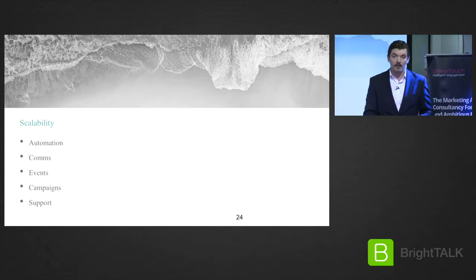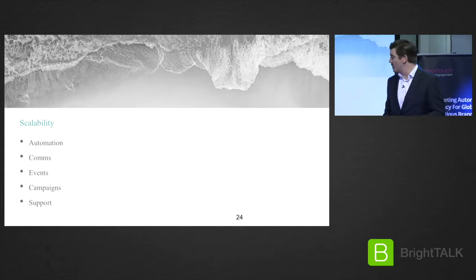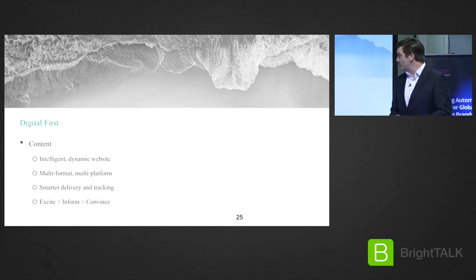So the scalability came across full campaign automation, a lot of communications, events management, as Phil said, is a great thing that we can automate because that was always a thing that took up a lot of time in people's lives. Smart campaigns and smart client support, and we can now do this very, very neatly.